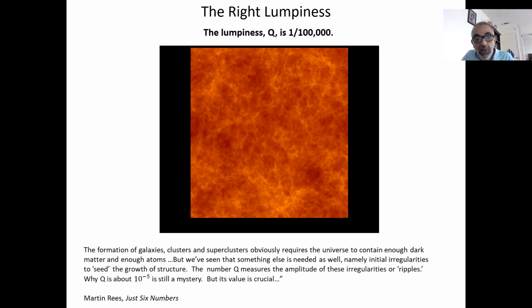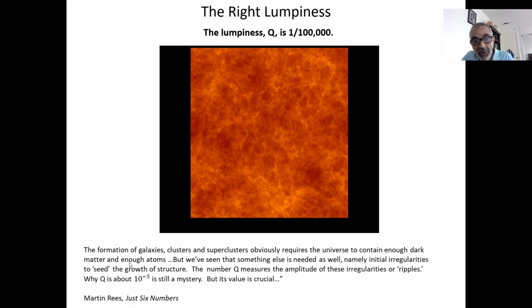I think we've mentioned Martin Rees before, professor of astronomy at Cambridge and head of the Cambridge Observatories and Astronomer Royal of the United Kingdom. And his calculation is that the lumpiness quotient, which he calls Q in his book, Just Six Numbers, and that is a book about fine-tuning, very interesting book if you're interested in this topic, has to be about 1 in 100,000.